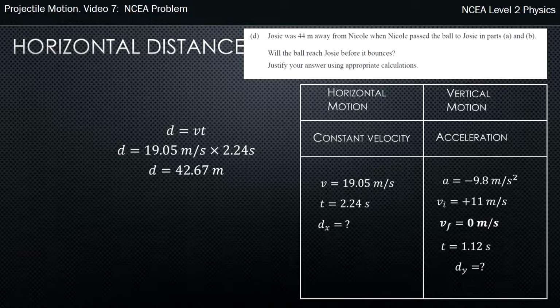Now to get this one, it says, will it reach Josie? I don't just need to do a calculation, I need to write a sentence. And so I can write down, it bounces before reaching Josie. And that was an excellence problem.